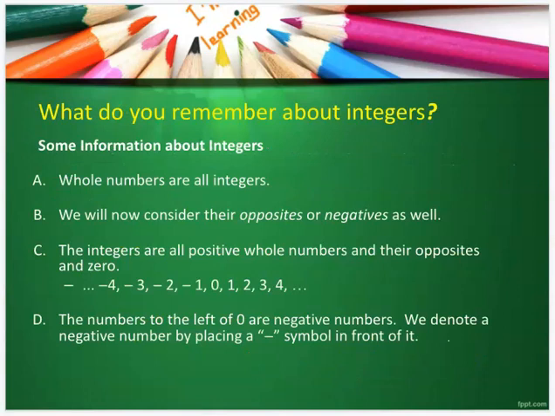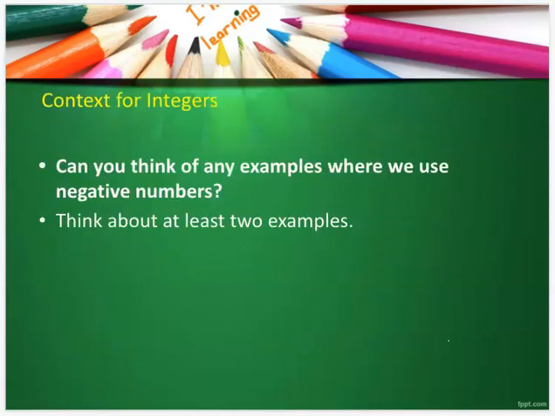Integers are all the whole numbers, and now we're going to consider their opposites or negatives as well. So integers are all positive whole numbers and their opposites and 0. The numbers to the left of 0 are negative, and we denote the negative number by putting that dash symbol in front of it. Can you think of any examples in real life where we use negative numbers? Think of at least 2 examples before moving on.